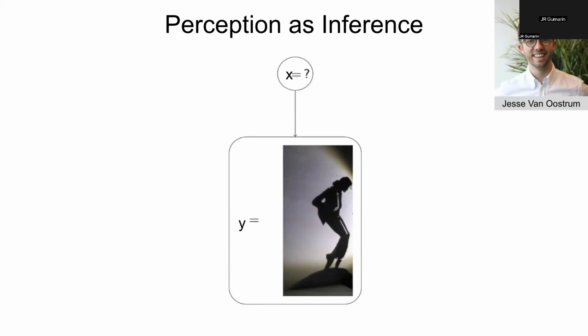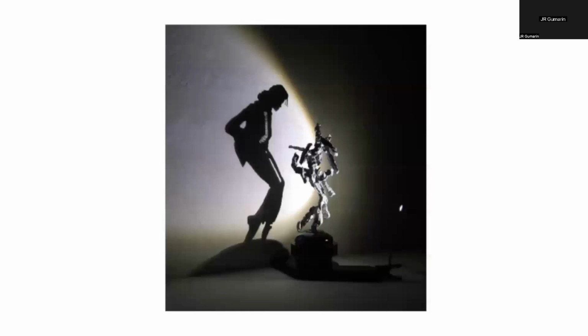So I gave a few examples about perception as inference. And you have the shadow of Michael Jackson, which turns out to not really be Michael Jackson. When you first saw that shadow, our intuition is to come up with some explanation for what is the actual cause generating that observation. And this idea of perception as inference is claiming that that is generally how we perceive things.